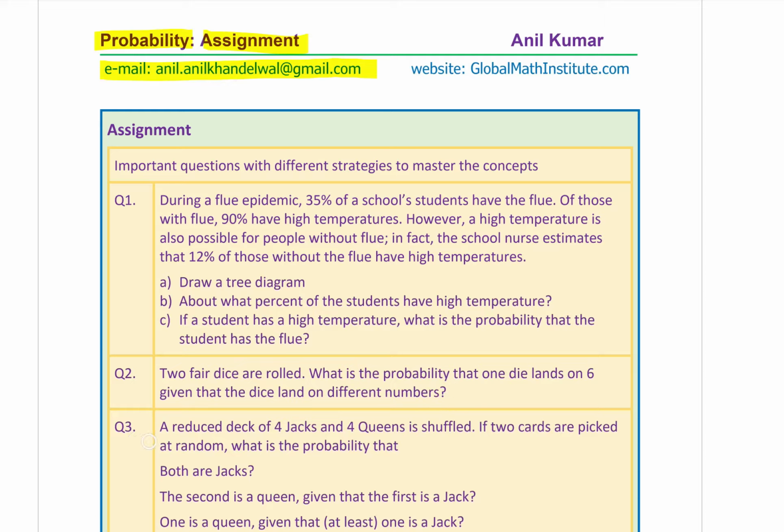Question number 3. A reduced deck of 4 jacks and 4 queens is shuffled. If two cards are picked at random, what is the probability that both are jacks? The second is a queen, given that the first is a jack. One is a queen, given that at least one is a jack. So these are the 3 parts which you need to answer, correct?